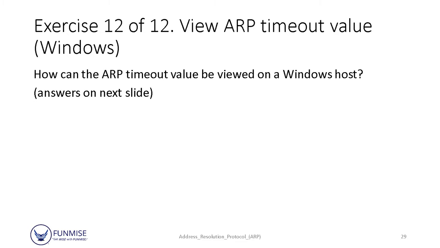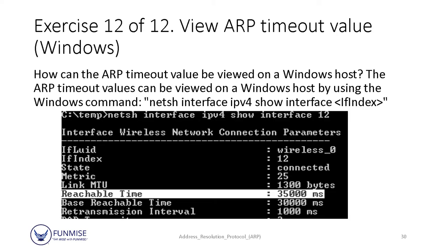Exercise 12 of 12. View ARP timeout value. How can the ARP timeout value be viewed on a Windows host? You can view it using this command, netsh interface ipv4 show interface, and then the actual interface index number. So using the prior command, you could gain what interface index numbers were available. Using this command, you could check a particular interface index number.